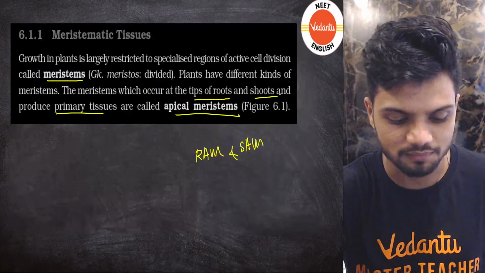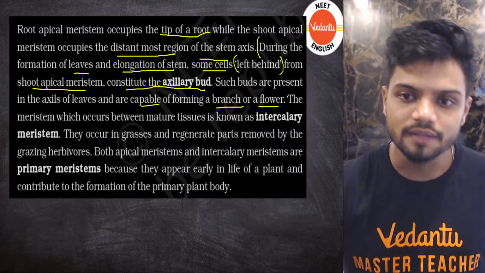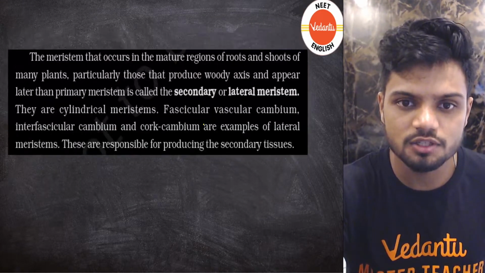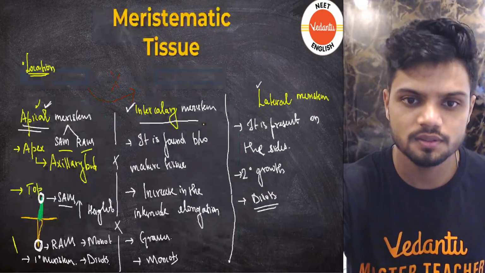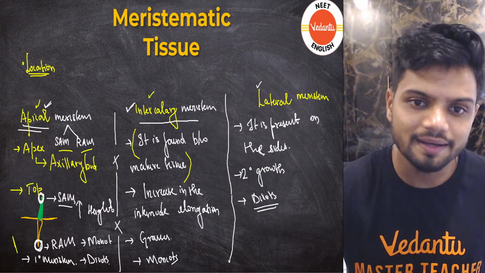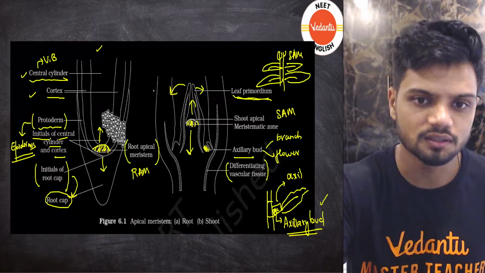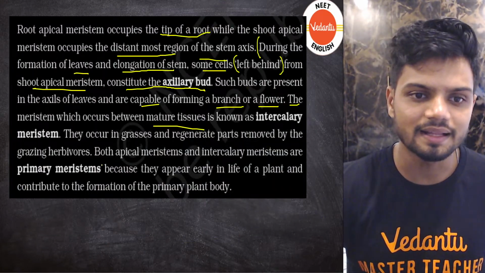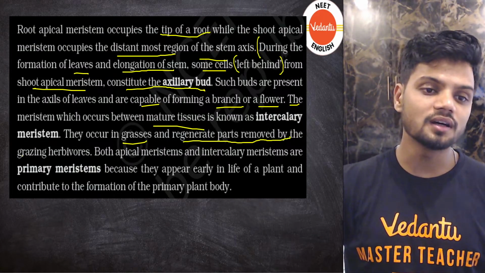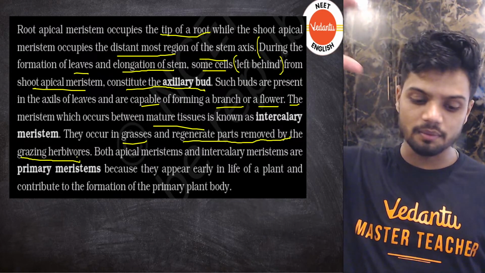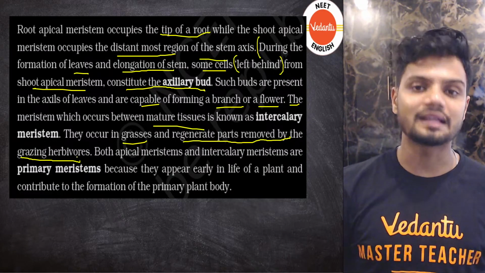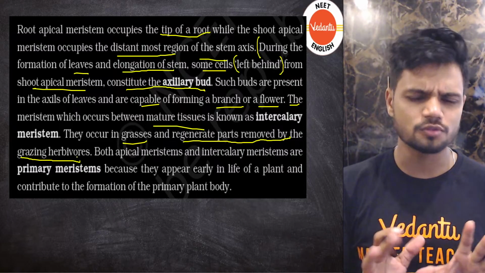Now, next is the meristem which is found between mature tissues. See here, it is found between mature tissues. That is called the intercalary meristem. It occurs in grasses and regenerates parts removed by grazing herbivores. So if a herbivore comes and eats the grass, that grass is immediately replaced by the intercalary meristem. When I say immediately, I mean 2 to 3 days.